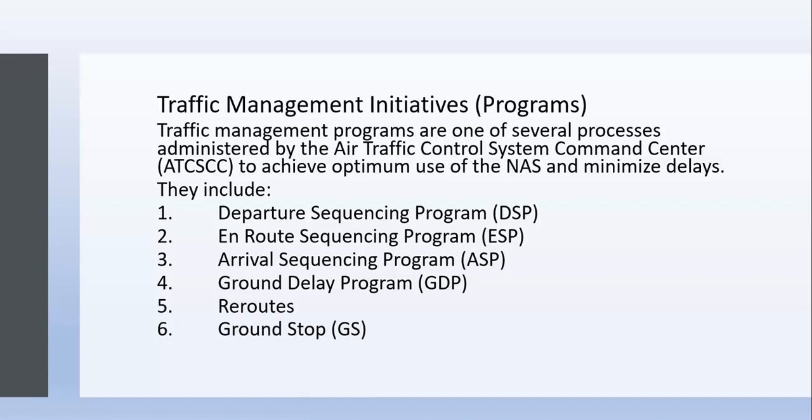Again, departure sequencing program, or DSP, en route sequencing program, or ESP, arrival sequencing program, or ASP, ground delay program, reroutes, and also a ground stop program. The air traffic management system is administered within the Air Traffic Control System Command Center, or ATCSCC. And again, it's to achieve optimum use of the national airspace and minimize delays.